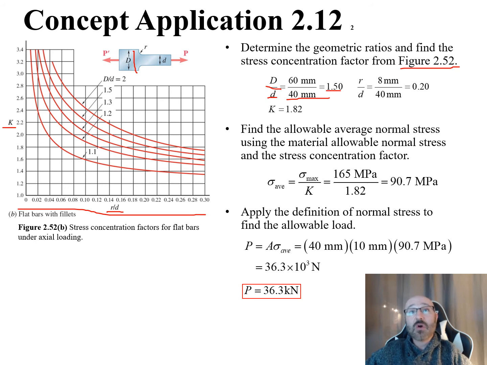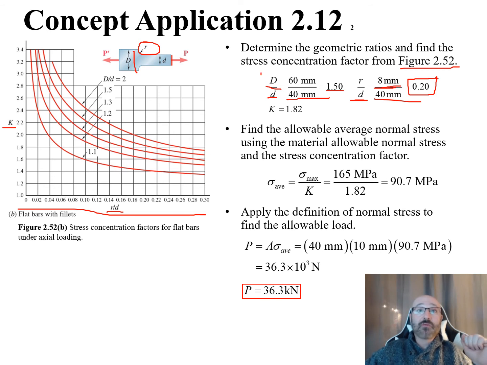So we have a D over d of 1.5. Now we have an R over d. This R value here for our fillet is given to us as 8 millimeters, and this is going to be our d value right here, which is still that 40 millimeters right there. So this little d right here is our 40 millimeters, and that ratio is at 0.2. Again, millimeters cancel out. This is unitless, just as the ratio there.